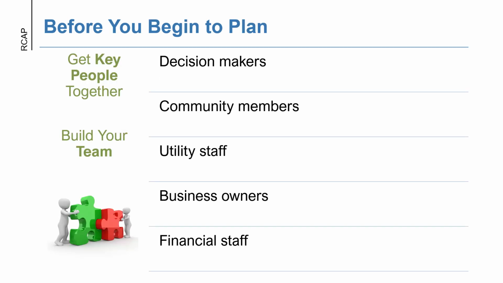As you get started, one of the first things you're going to want to do is consider the different people that you'll want to bring into creating your asset management plan. So build your team, so to say. You're going to want to include different decision makers, community members, utility staff, business owners, financial staff, as well as different agency staff. So here in Oregon, we've got the Department of Environmental Quality and Business Oregon that we're definitely going to want to include as we're making decisions about our assets. These people don't need to be included in every step of the process, but it's a good idea to consider who all you could bring in to ask questions and make sure you have the best plan possible.